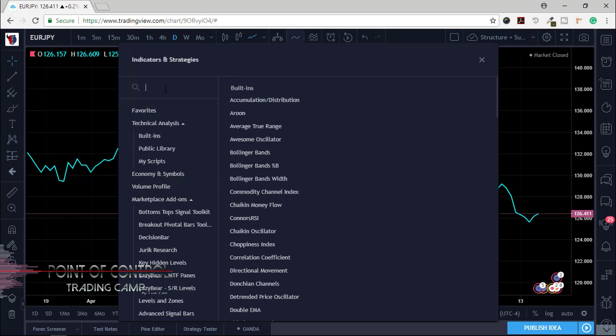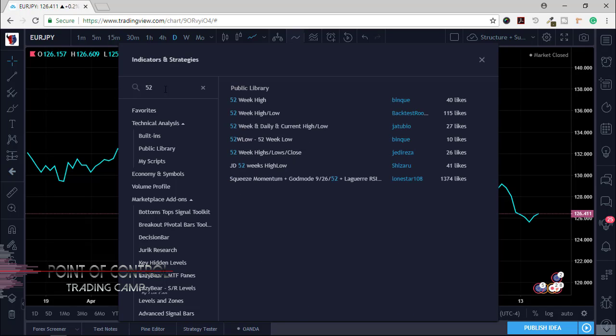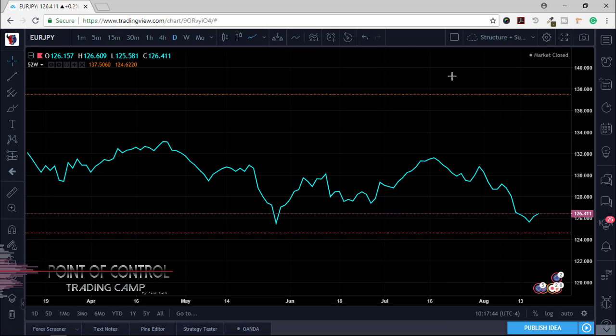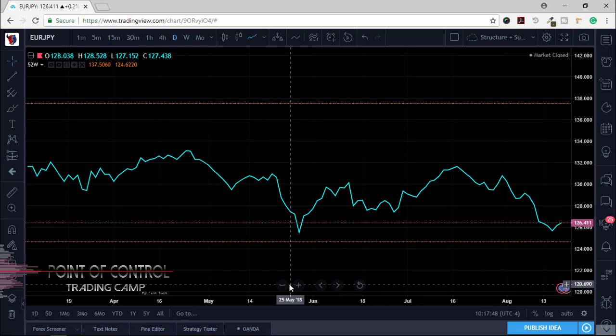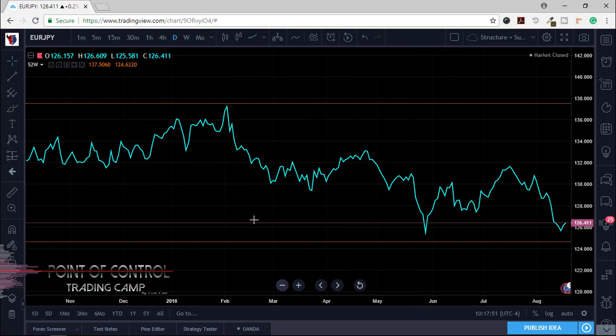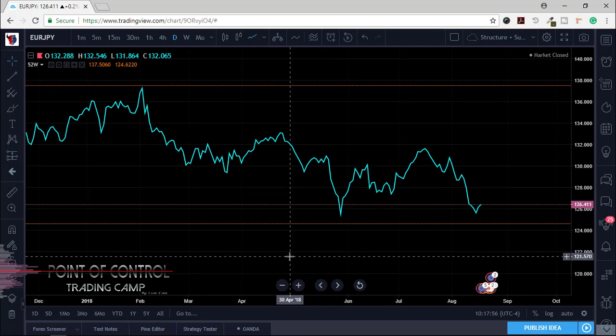I want you to go and type in the indicators, and this is not really an indicator per se, but it helps you start understanding where you are with the market. We're going to go with a 52-week high and low. You can pick whichever one you want. I like to use this one. What this is doing is giving you an idea of the 52-week high points and the 52-week low points.